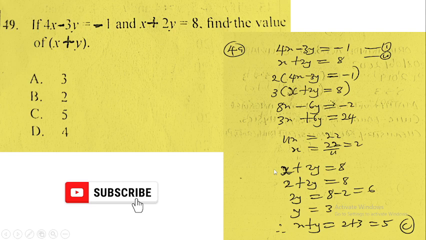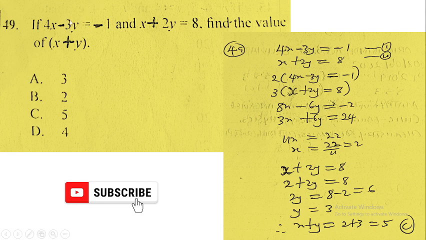Question number 49 now. We have 4x minus 3y equals minus 1, and 3x plus 2y equals 8. Find the value of x plus y. So we are solving two simultaneous equations now. You are going to solve these simultaneous equations using any method we know, whether substitution or elimination.